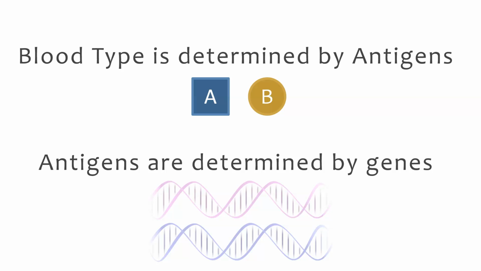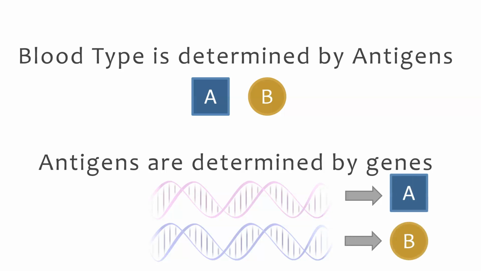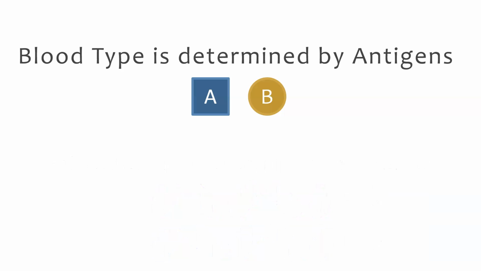If the sequence you got from mom encodes the A antigen and the sequence from dad encodes B, then you will express both A and B antigens on the surface of your red blood cells, and therefore have type AB blood. If, on the other hand, dad's sequence encodes another A, then you will only produce A antigens and therefore have type A blood. The term antigen doesn't just refer to the proteins on the surface of red blood cells.